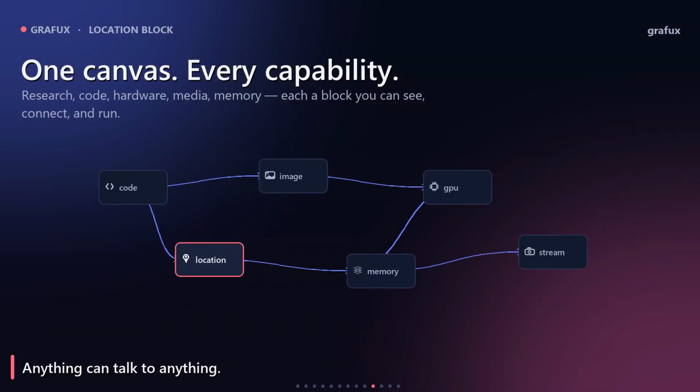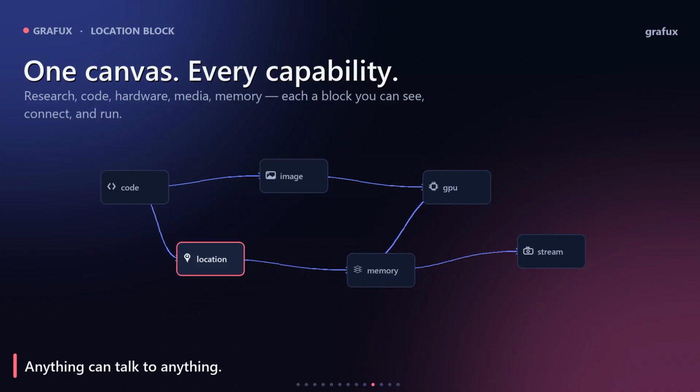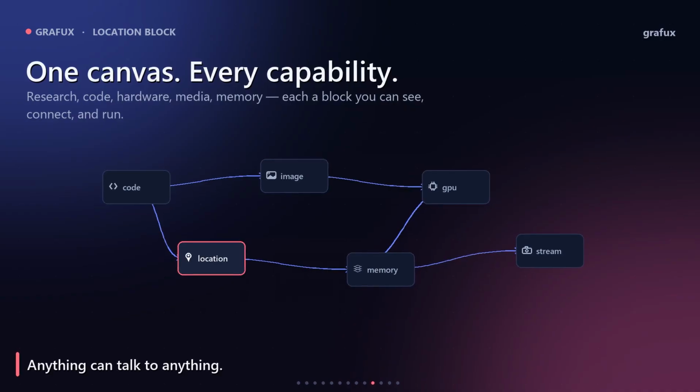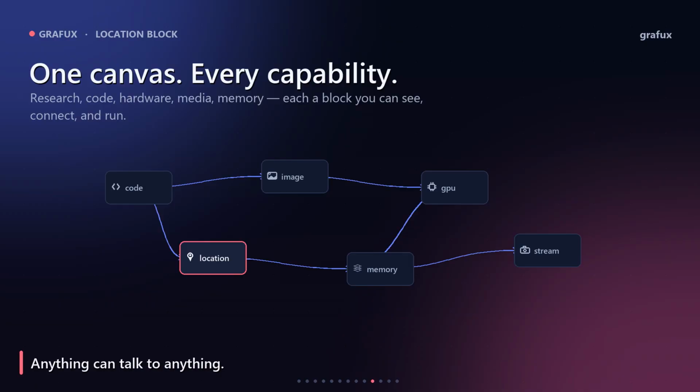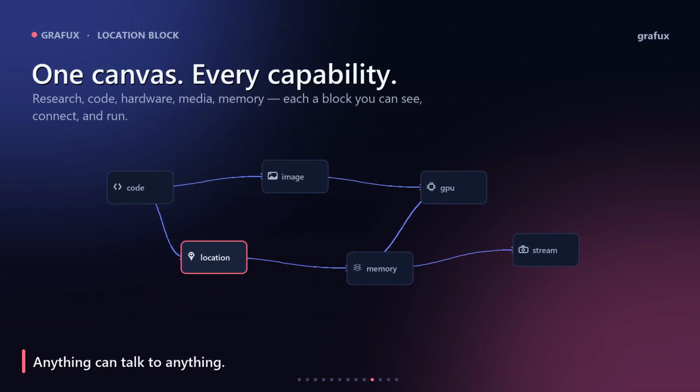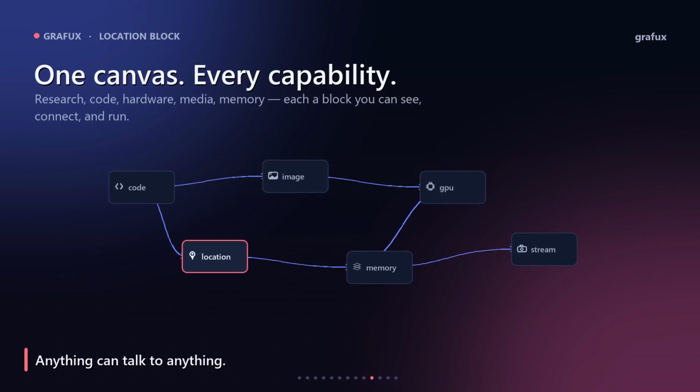And that's the real idea behind Grafux. Every capability you can imagine, research, code, hardware, media, memory becomes a block you can see, connect, and run. The location block is just one piece of a canvas where anything can talk to anything. No glue code, no context switching. Just build. Start with a single block today and grow it into whatever you can dream up tomorrow.